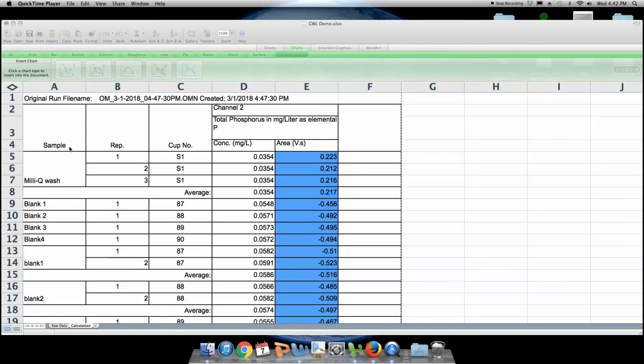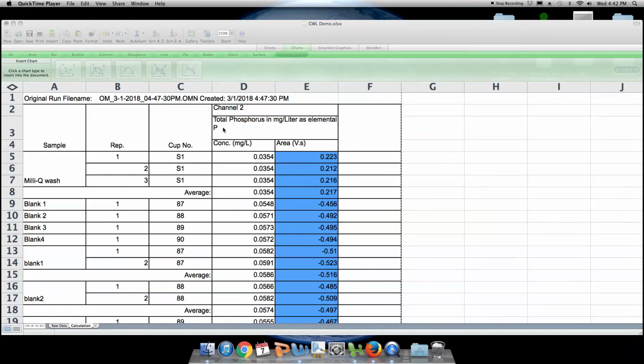Okay, now we're at part 2. Now the next bit is very important. We are going to record what species of phosphorus our standard is made up in, or what species of phosphorus we have in units of milligrams per liter.